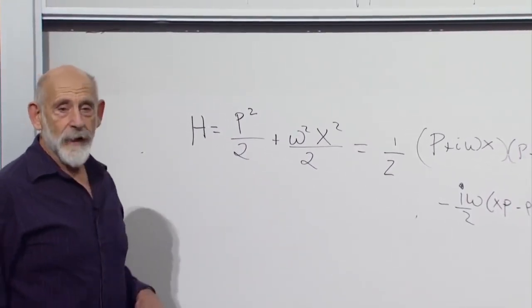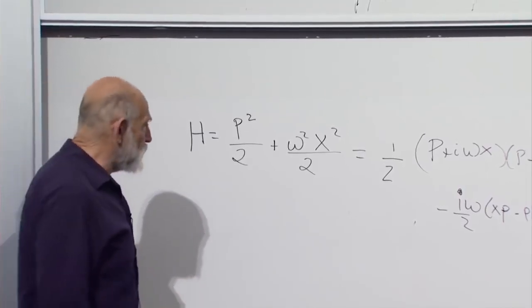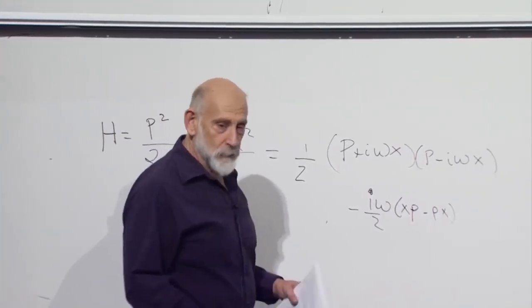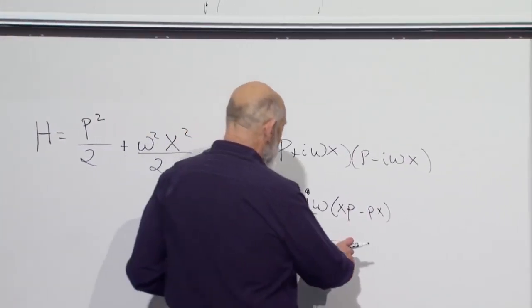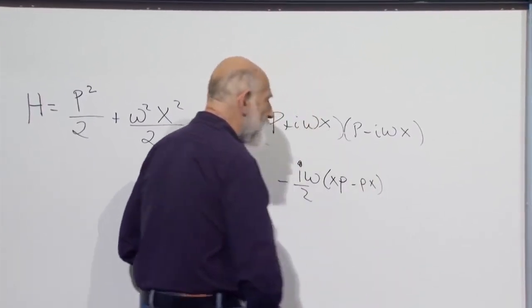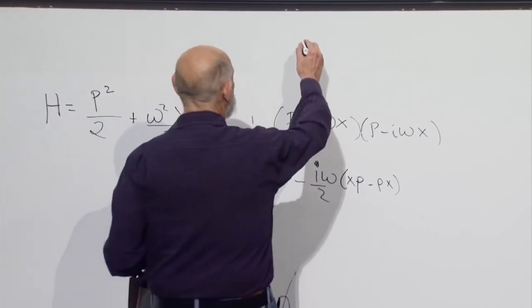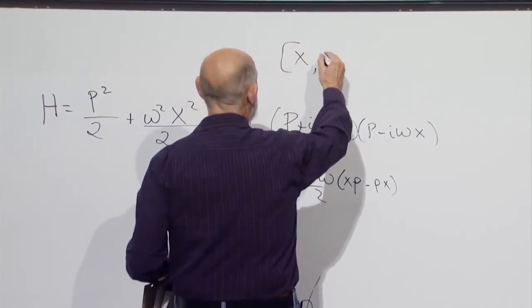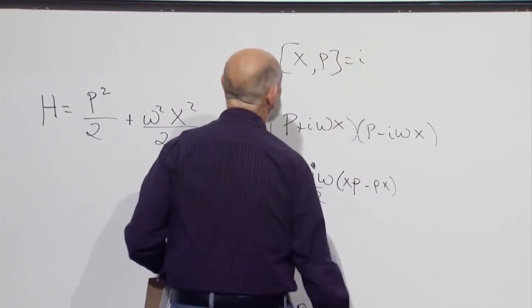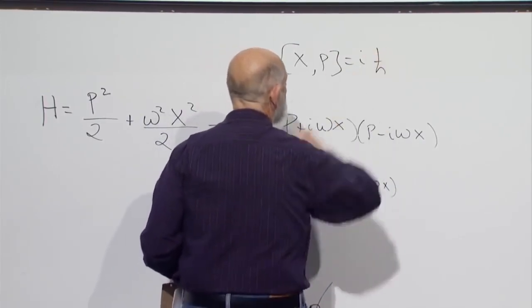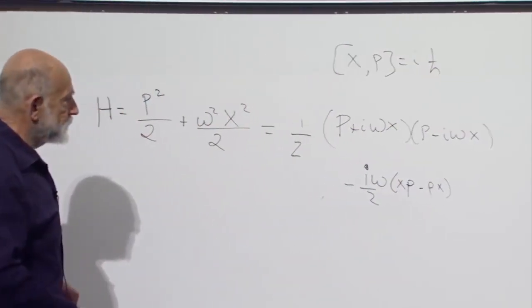I've dropped h bars all over the place. We'll put back the h bars later. Okay, xp minus px, that's i. The commutator of x with p equals i. Strictly i h bar if I wanted to keep it.